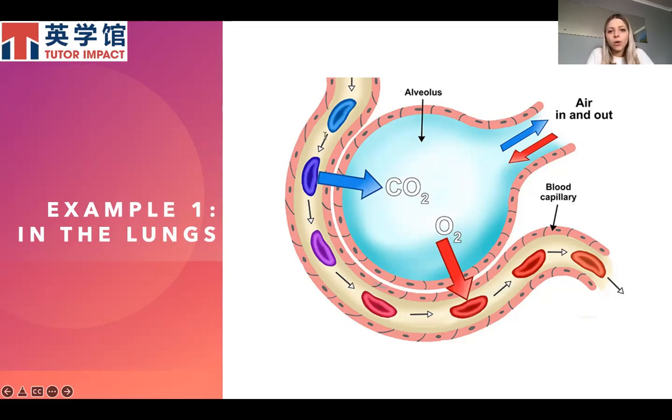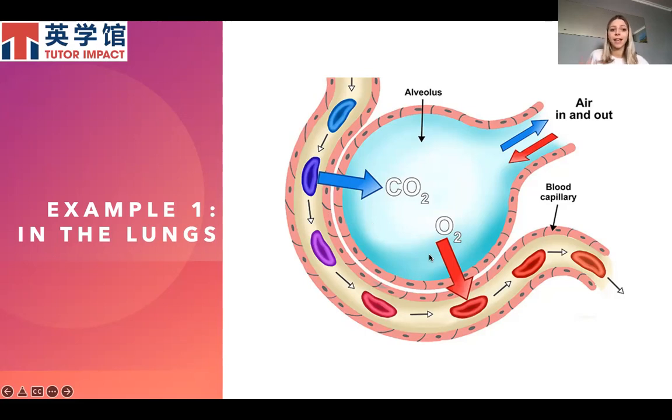Similarly, carbon dioxide, which is up here, can move from the red blood cells into the lungs to be exhaled, because this is a waste product of respiration. The body doesn't need it. So to get rid of it, it can go from these red blood cells and it can diffuse across the cell membrane into the alveoli, and it can then be breathed out.